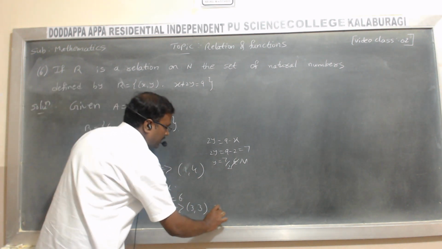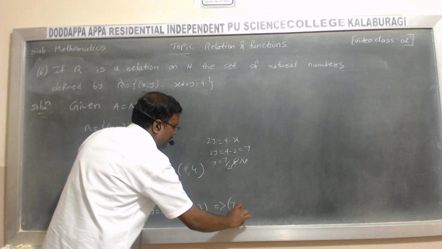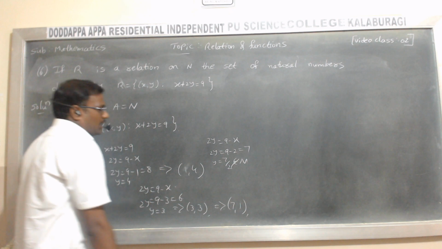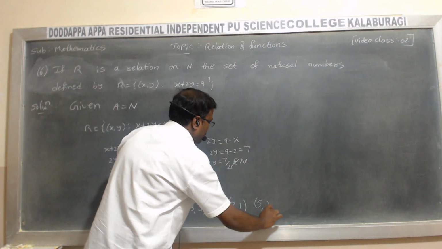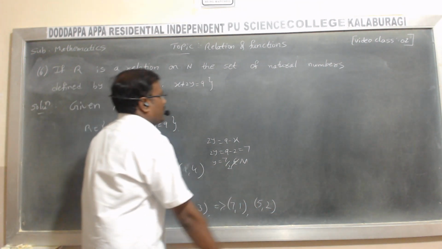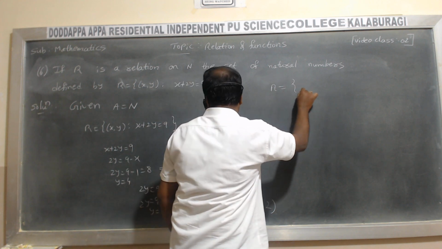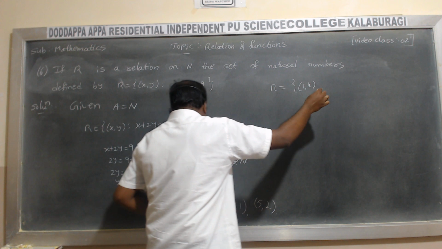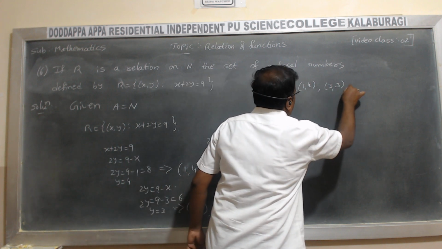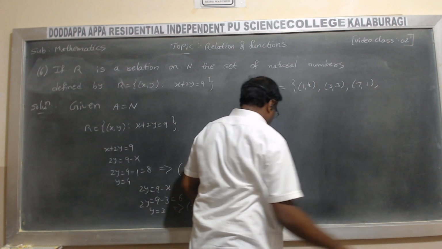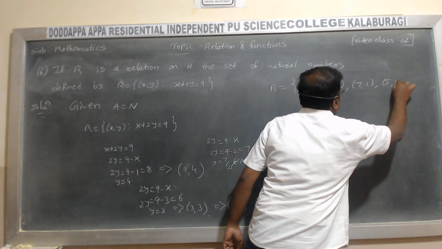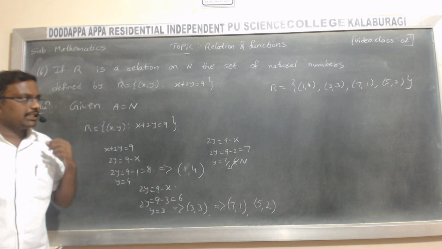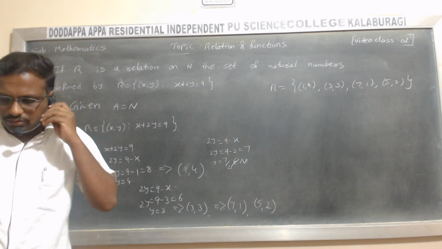Similarly, you can get another two values, 7 comma 1 and another one is 5 comma 2. So therefore we get the relation R is equal to {1 comma 4, 3 comma 3, 7 comma 1, 5 comma 2}.